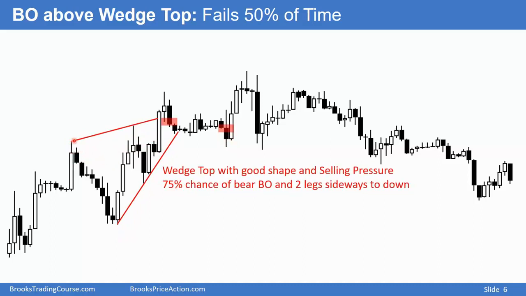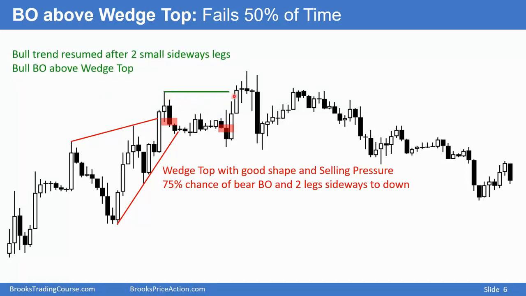The market's in a bull trend. 3 pushes up, 1, 2, 3. Bears will sell here, and now we have a double top, lower high. They'll sell below that bear bar here. However, if the market breaks above the top of the wedge, bears will exit. In general, there's a 75% chance you'll get a bear breakout below a bull channel or below a wedge top. And here we did, and we got 2 legs sideways to down. 1, pullback, 2. Here, the legs were sideways.